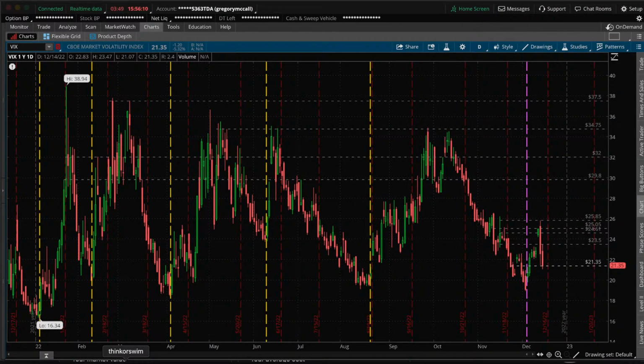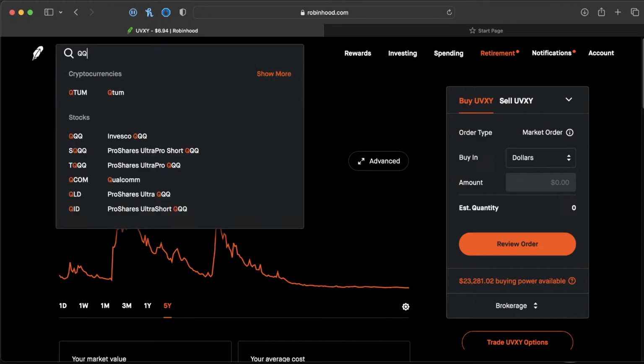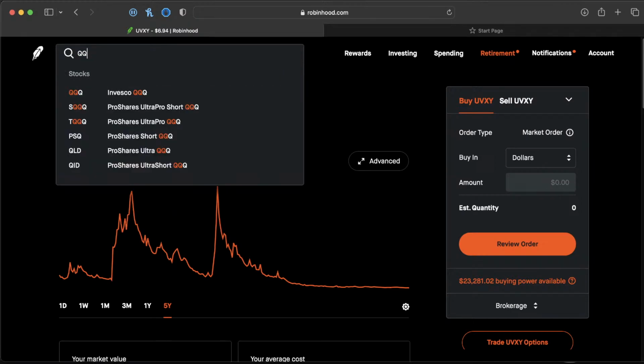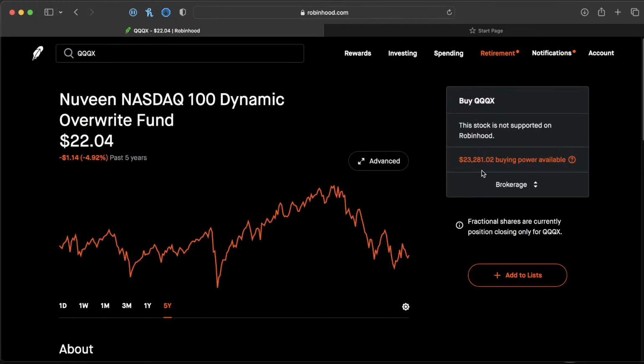How does QQQX differ from QQQ? So QQQX is a fund that sells covered calls for QQQ. So basically, they'll sell those covered calls for you, and they'll pay you back. If you look at QQQX on Robinhood, you can't buy it on Robinhood. You have to buy it on different brokerages. For some reason, it's not available on Robinhood.